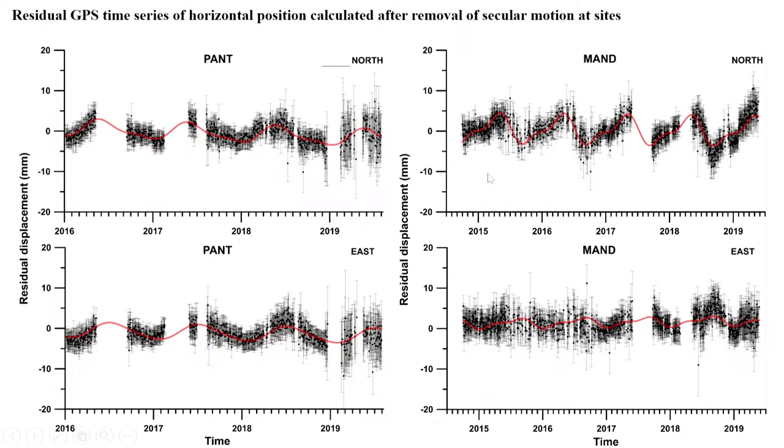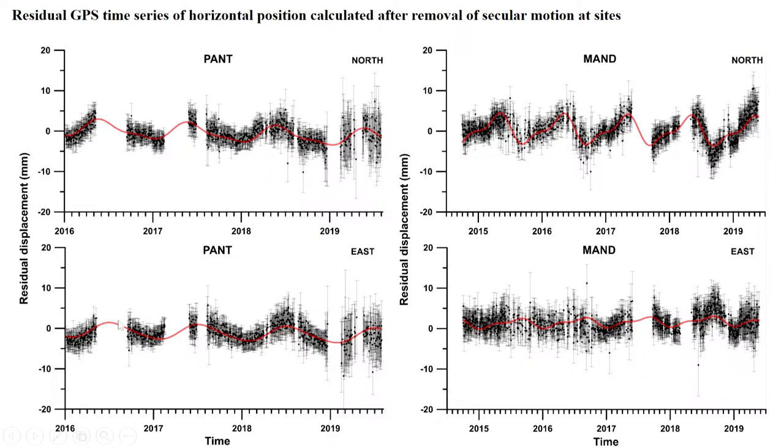If you separate the tectonic movement from the non-tectonic, these are the non-tectonic. You can see the sinuosity in the non-tectonic contribution. This sinuosity is nothing but due to the hydrological component, due to the monsoon. When there is a monsoon, the peak is more. When there is no monsoon, the peak is less. This is how this variation is there in the north component as well as in the east component.